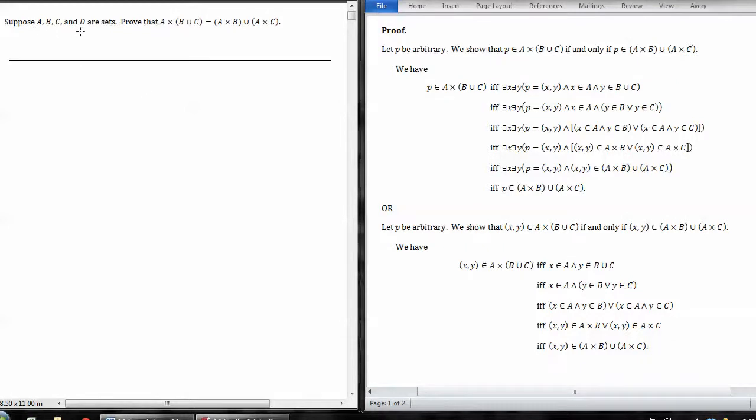Alright, suppose A, B, C, and D are sets. Prove that A times (B union C) is equal to (A times B) union (A times C). Alright, let's draw a picture of this and see why it might be true.